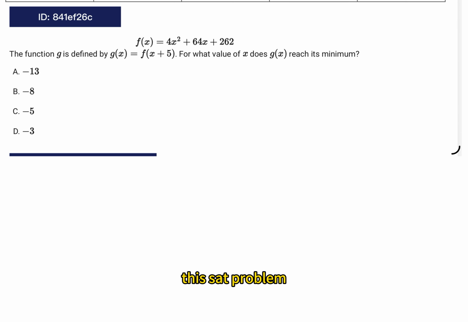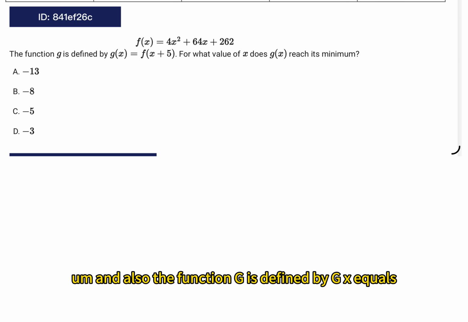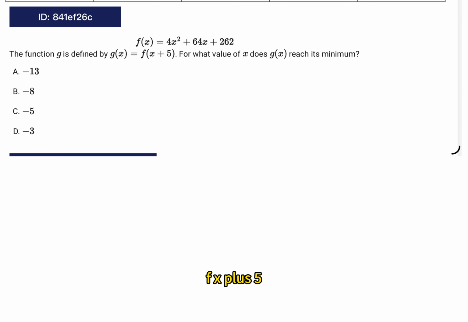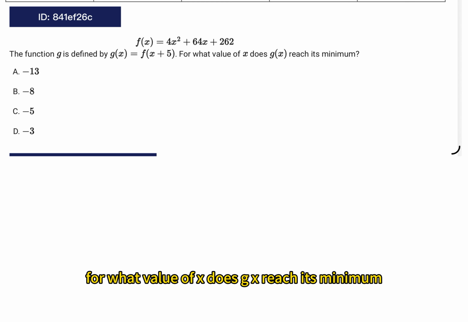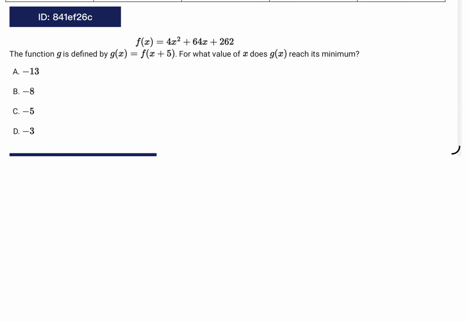In this problem, we're given that f(x) equals 4x squared plus 64x plus 262. And also, the function g is defined by g(x) equals f(x) plus 5. For what value of x does g(x) reach its minimum? So first, let's look at the f(x) function.